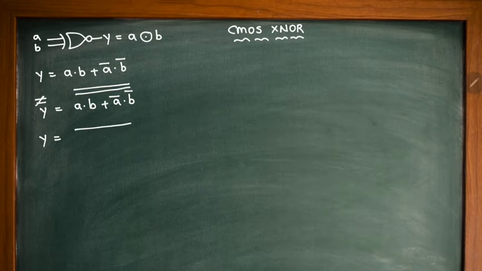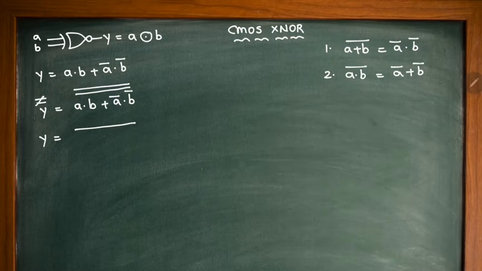Place the first bar as it is, and for the internal part try to apply De Morgan's law, which is A plus B whole bar can be written as A bar dot B bar, and second one is A dot B whole bar will be A bar plus B bar. So here it is in the form of A plus B whole bar, which is law number 1. A plus B whole bar can be written as A bar dot B bar.